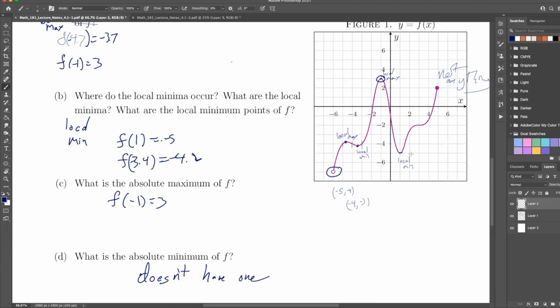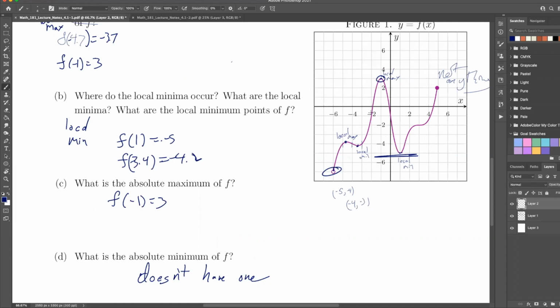So notice here that this endpoint is below this local min. And since it's below the local min, if this was a solid point, we would say, oh, there's the absolute min. But it's not solid. We actually cannot achieve this point. So no matter what number I get within the domain, I can always get a little bit closer and a little bit closer to that. And so we say it doesn't have one per se, since we could always move it closer.